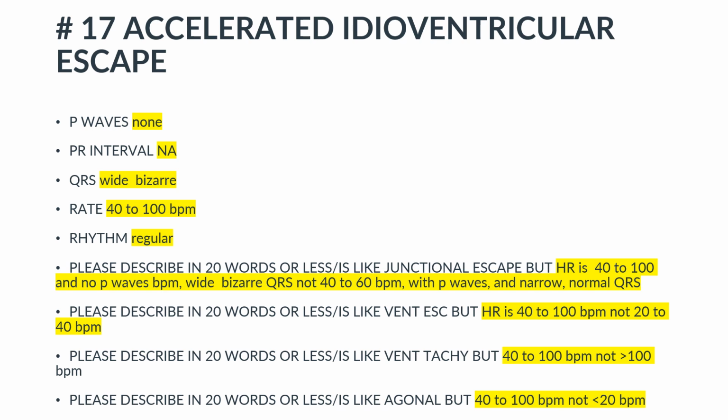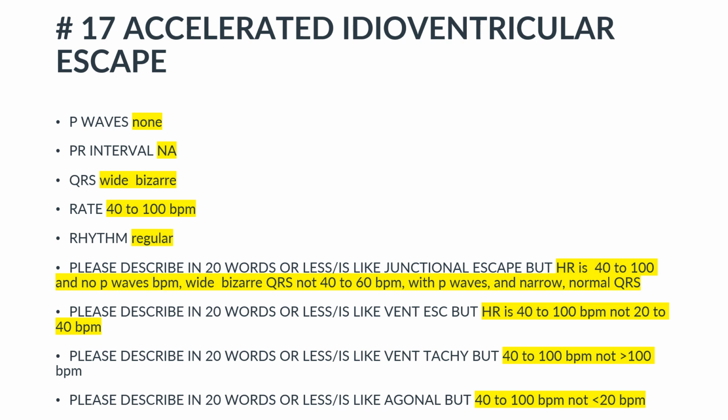So what else are you going to look at? Well, you're going to look at the P waves. If you see any P waves, it cannot be a junctional escape. I'm sorry, it cannot be a ventricular escape. The other thing is that the QRS is going to be wide and bizarre in accelerated ventricular escape. It's going to be narrow in a junctional escape.